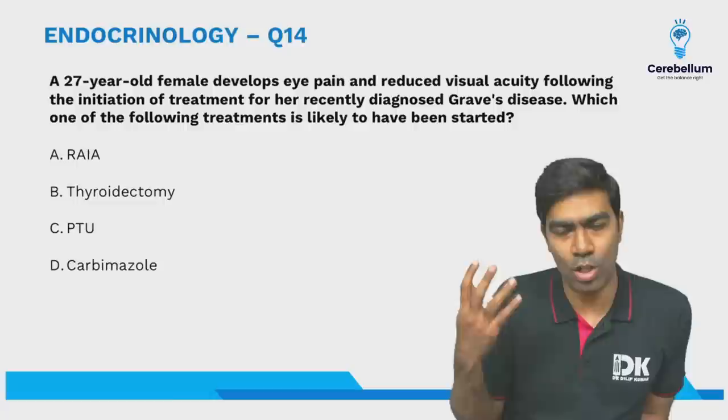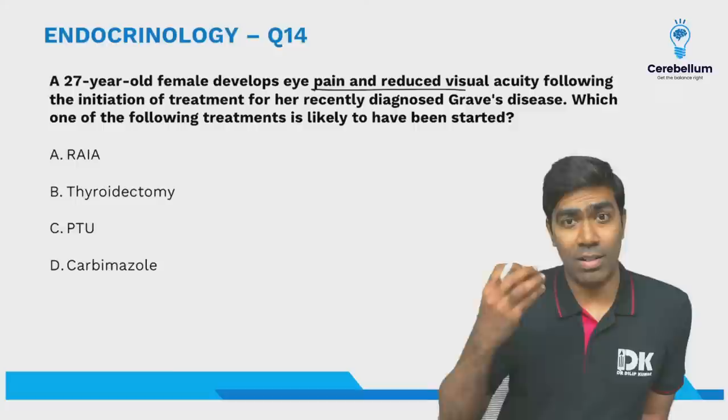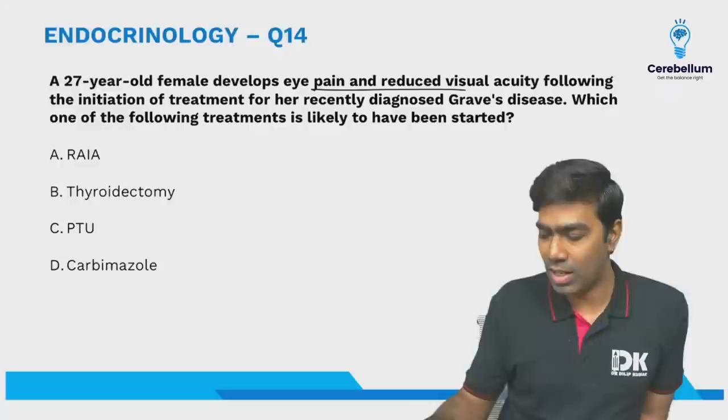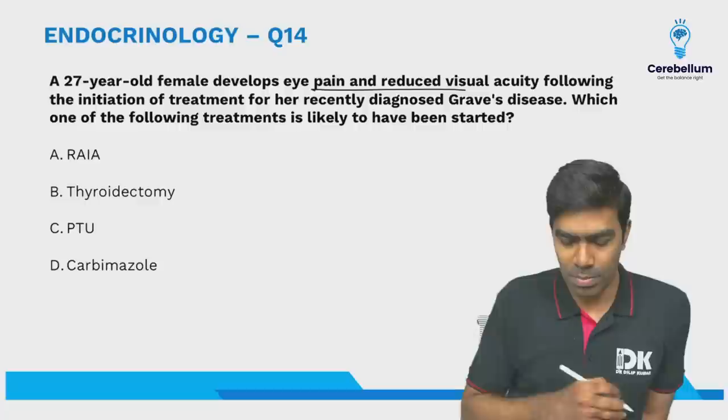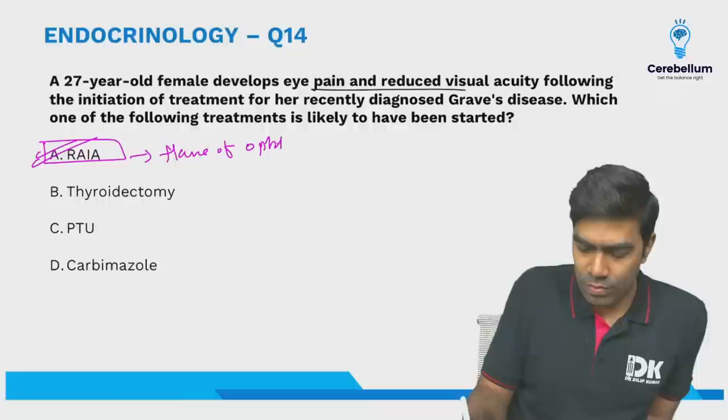I've discussed Graves' disease in depth, where I told you that one treatment is going to increase the risk of flare of ophthalmopathy. So what treatment will cause a flare-up of Graves' ophthalmopathy and worsen it? It's simple. It is radioactive iodine ablation. We have discussed this already in previous lectures. Flare of Graves' ophthalmopathy will be seen with radioactive iodine ablation.